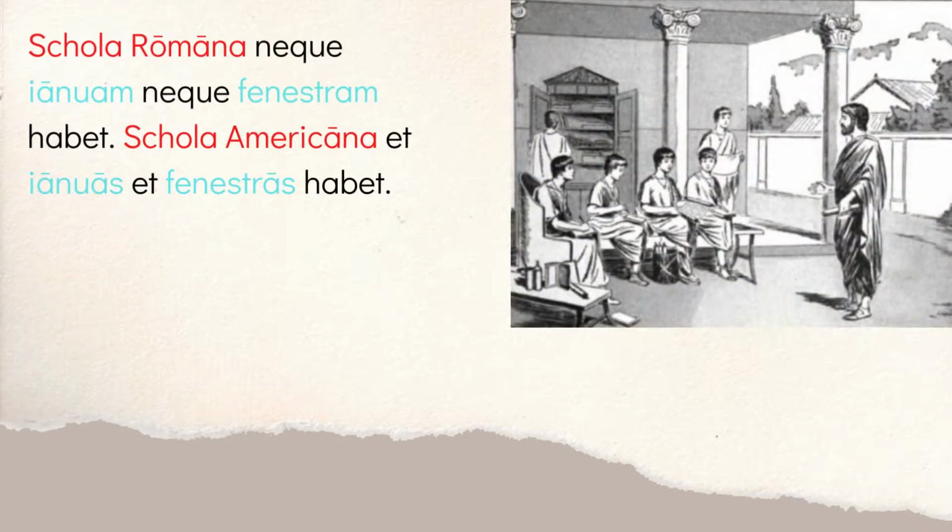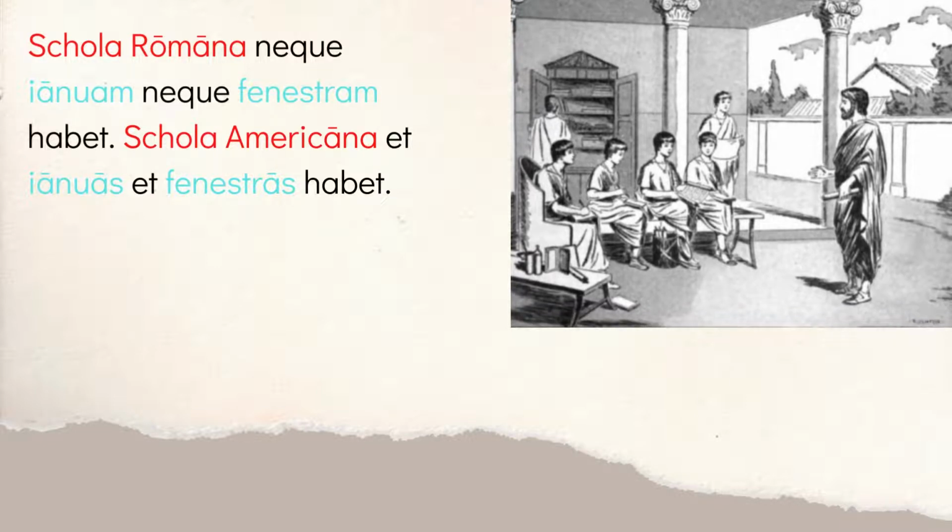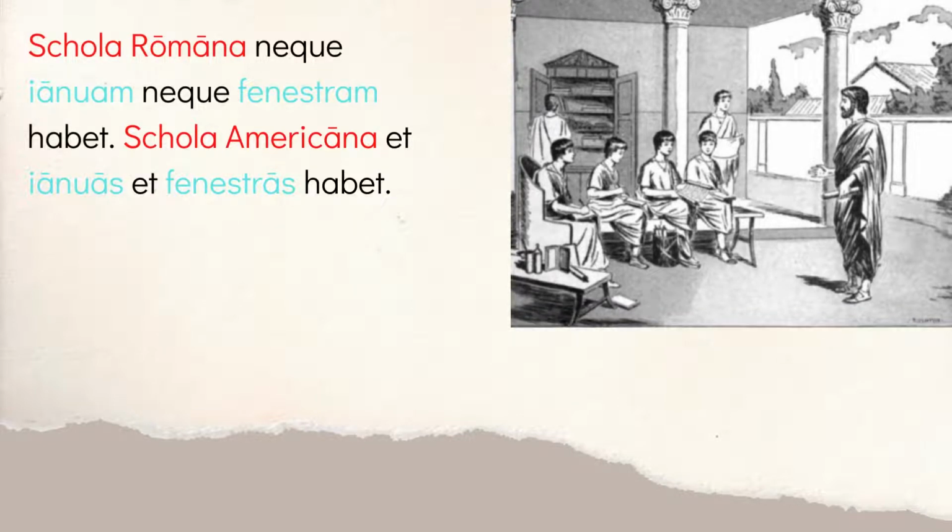Now we move on to the next part. We have Schola Romana neque januam neque fenestram habet. So there's something interesting happening in this line. You have neque. These are called correlatives. So basically what it means is you're saying neither nor. These words always go together. You're saying neither blank nor blank. In this case, you'd translate it neither januam, so something about a door, nor fenestram, something about a window.